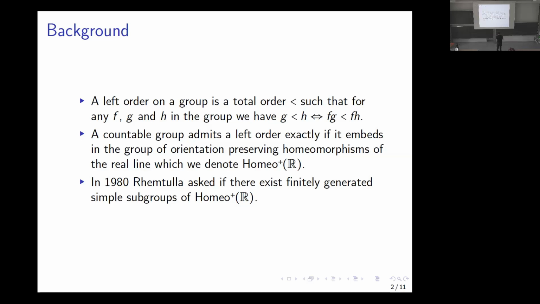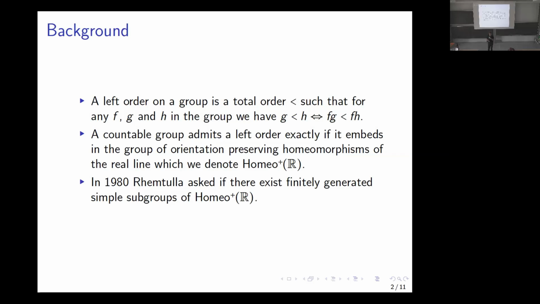The other direction: if you want to show countable subgroups of Homeo plus of R are left ordered, it's enough to show that Homeo plus of R admits a left order, and then that just carries over to any subgroups. Homeo plus, the plus means orientation preserving. So you're given two elements of Homeo plus of R, and you want to give an order to them.